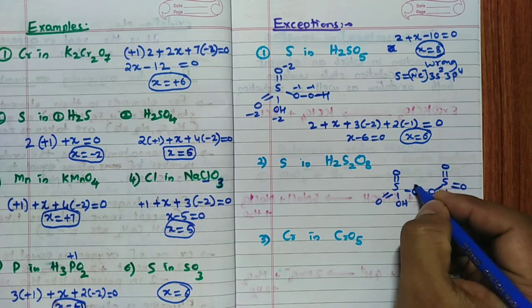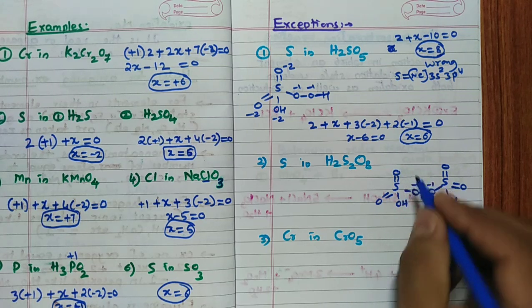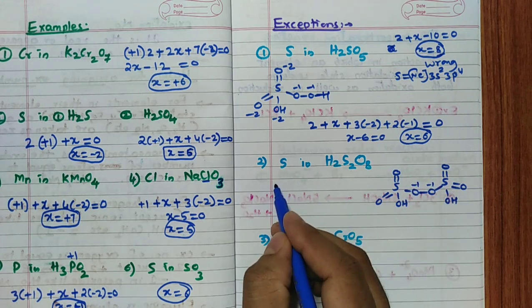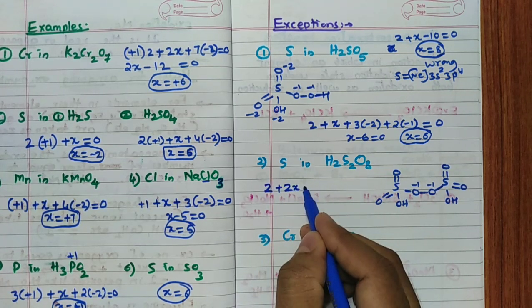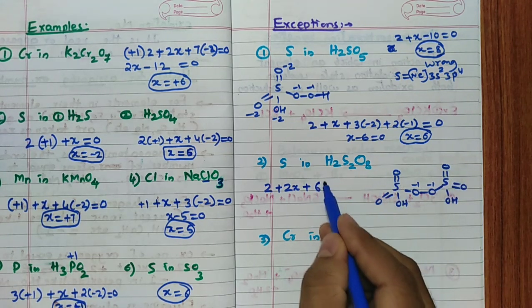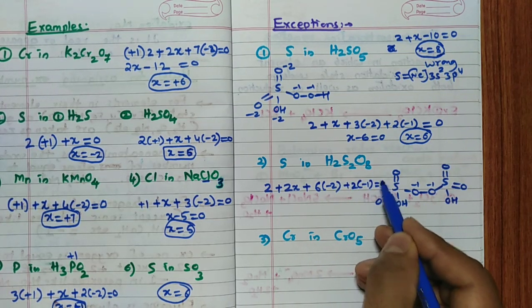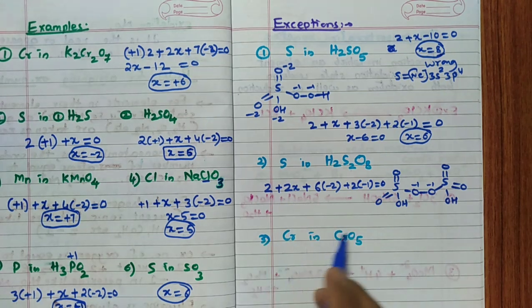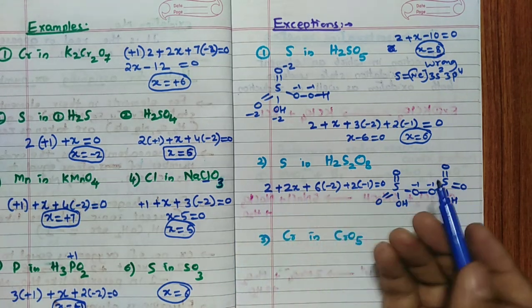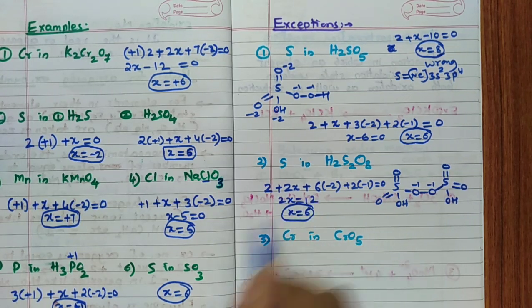So there is a peroxide linkage here, minus 1, minus 1, and these are all minus 2: 1, 2, 3, 4, 5, 6 is minus 2. So now you calculate: hydrogen is 2, plus 2x because sulfur is x, and how many oxygens? 1, 2, 3, 4, 5, 6. So 6 into minus 2 and 2 into minus 1 equal to 0. Now you calculate, minus 2 minus 2 get cancelled, 2x is equal to 12, x is equal to 6. So this is correct. So remember that.